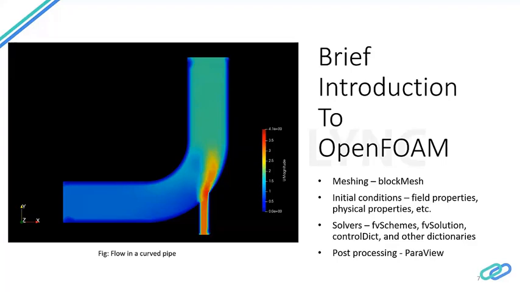We will go through meshing, initial conditions, and solvers and post-processing. This is a neat example of a flow in a curved pipe. If I can talk about it just a minute, what's happening here is flow goes through from the left-hand side right here, and there is an injection of secondary flow that happens here. This is an example of compressible flow.